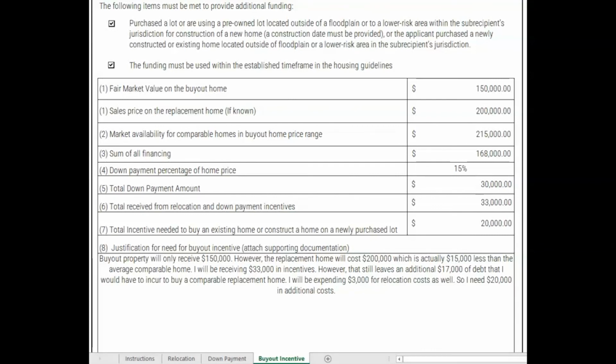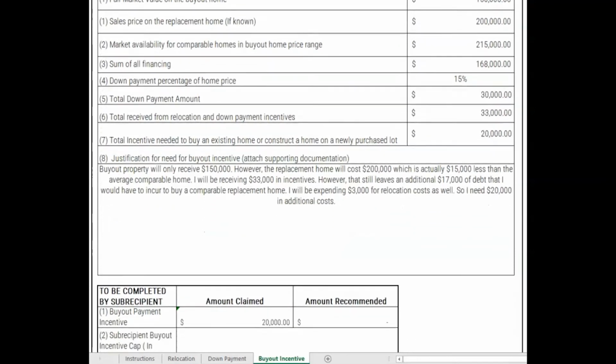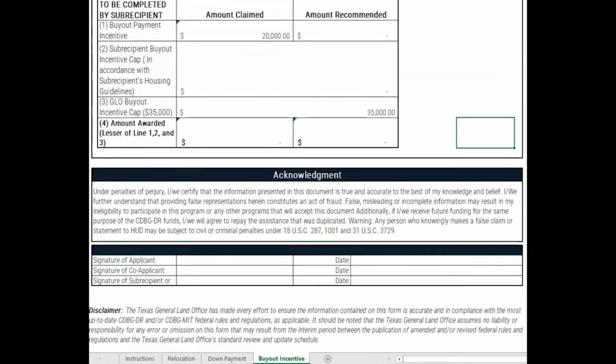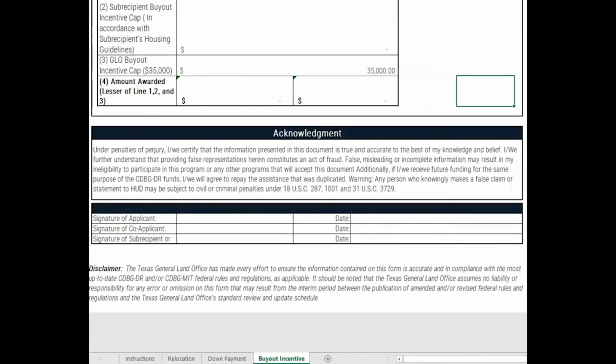After completing the form, the applicant, and if applicable, the co-applicant, should sign and date the form acknowledging that the information presented in this document is true and accurate to the best of their knowledge and belief, and that they understand that providing false representations herein constitutes an act of fraud. False, misleading, or incomplete information may result in ineligibility to participate in this program or any other programs that will accept this document. Additionally, if they receive future funding for the same purpose of the CDBG-DR funds, they will agree to repay the assistance that was duplicated.